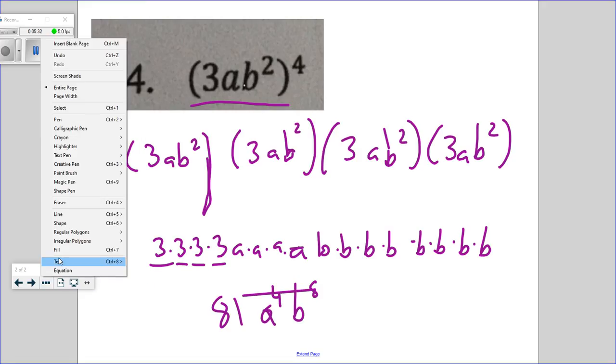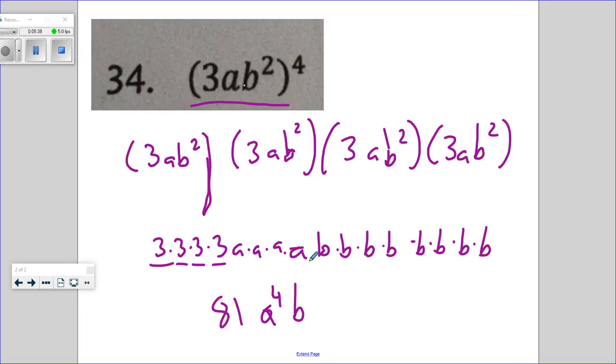Oops, let's undo whatever just happened there. Sorry for the glitchy pen. So B to the eighth power. And that's what this thing comes out to be, right?